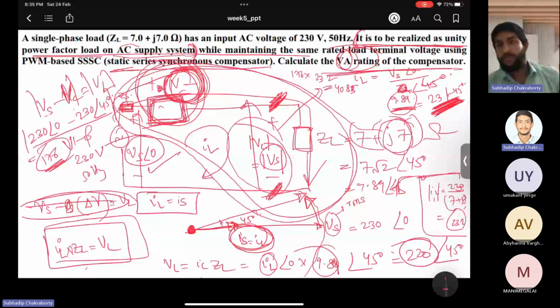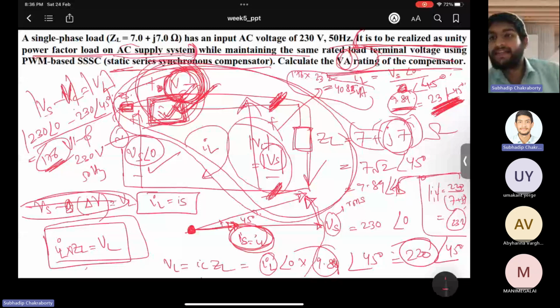Now you know that you have to use this information: your load voltage amplitude is equal to the supply voltage amplitude. You have to assume and then calculate, such that you can calculate this injected voltage, because this is the actual unknown. Known parameters are what is given in the problem. Assume that and apply calculation, and then you just apply KVL and calculate the injected voltage amplitude.